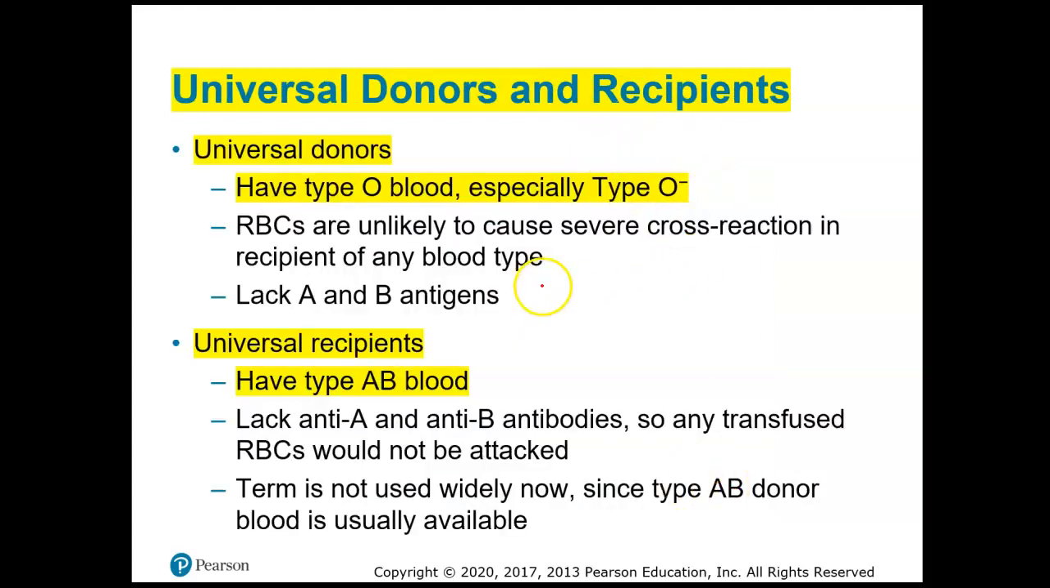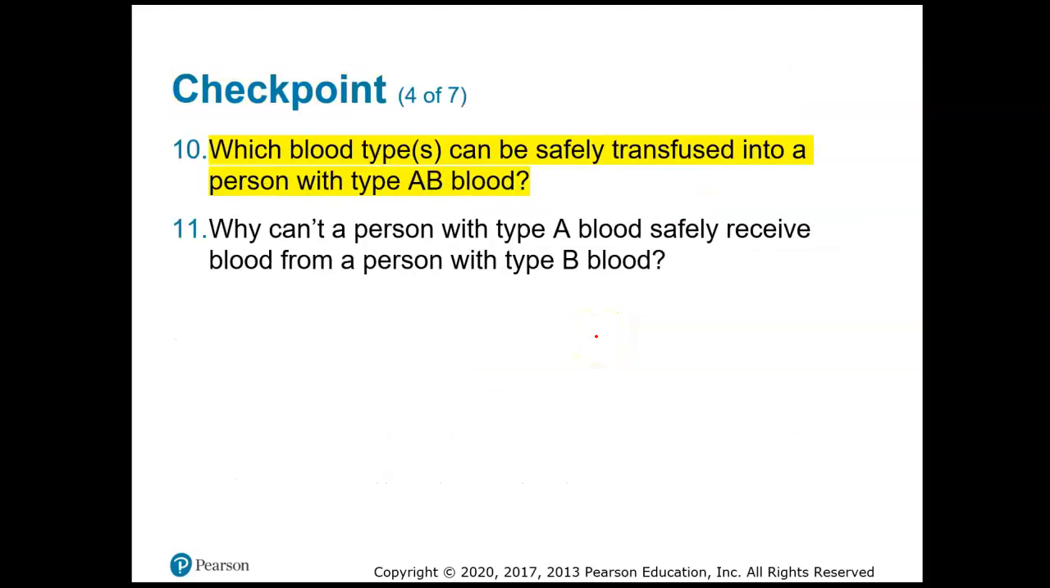We do have some terminology that we use sometimes with blood typing. Universal donors, the blood type that can donate to any other blood type, is type O blood, and especially type O negative, because O positive would still have the RH antigen on the surface of their red blood cells, but O negative wouldn't introduce any surface antigens to the recipient. And then the universal recipients have type AB blood. They can receive from anyone.